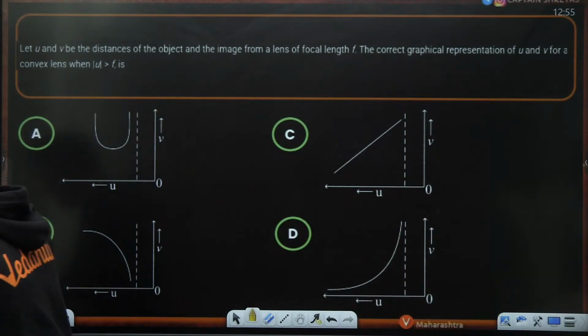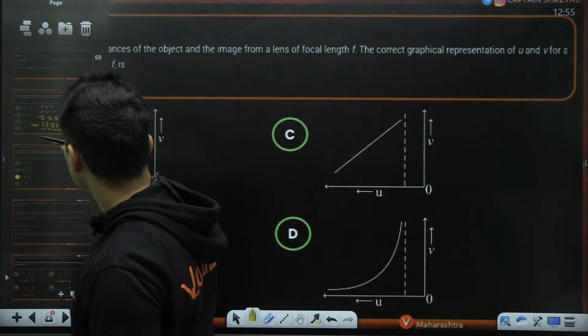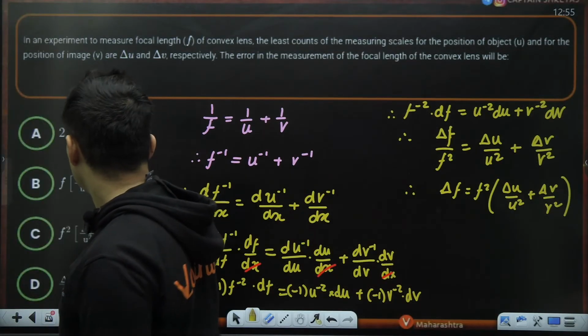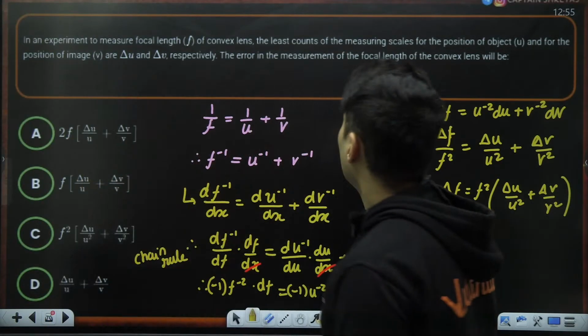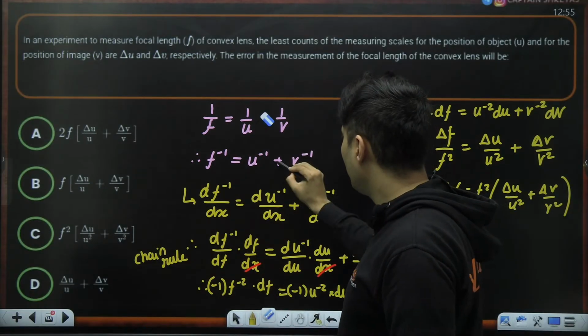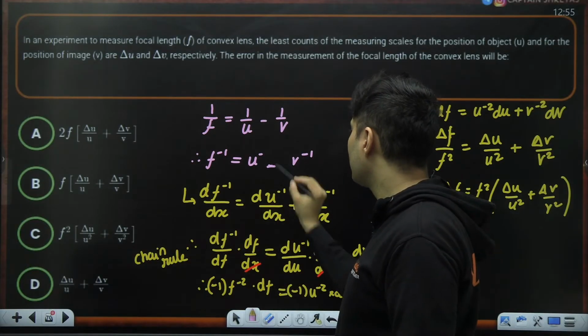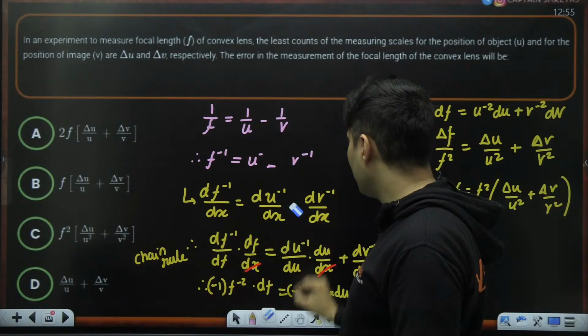Now, why are we using the mirror formula? In an experiment, oh, lens is there. Okay, you put a minus sign. Fine. So what will happen? This will be minus, this will be minus. So everywhere you will get a minus sign.